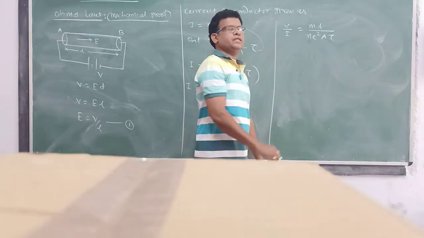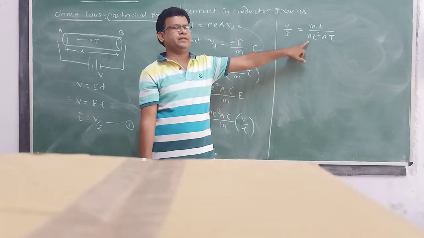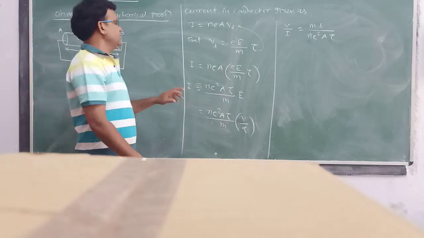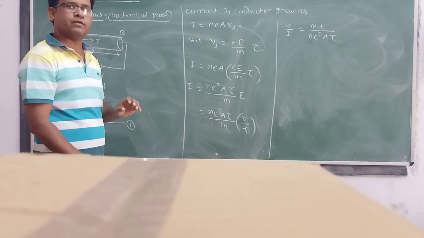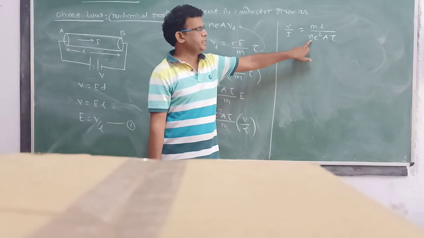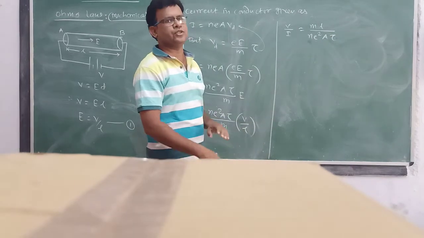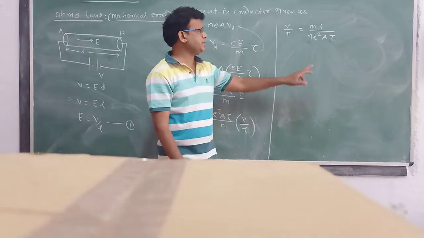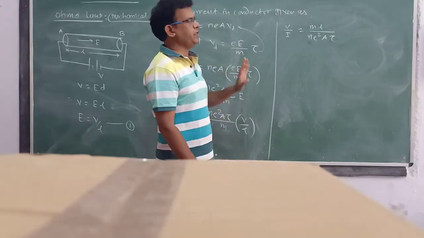Now what is n? n is the number density of free electrons, and it depends on the nature of the conductor. Unless you change the nature of the conductor, it does not change. Nature means that instead of copper wire, if you make use of aluminum wire or gold wire or silver wire, only in that case will this change. But for the given wire, n remains constant. The last one is the relaxation time. As we discussed in the last session, this depends on the temperature of the conductor. When temperature changes, automatically the relaxation time changes.